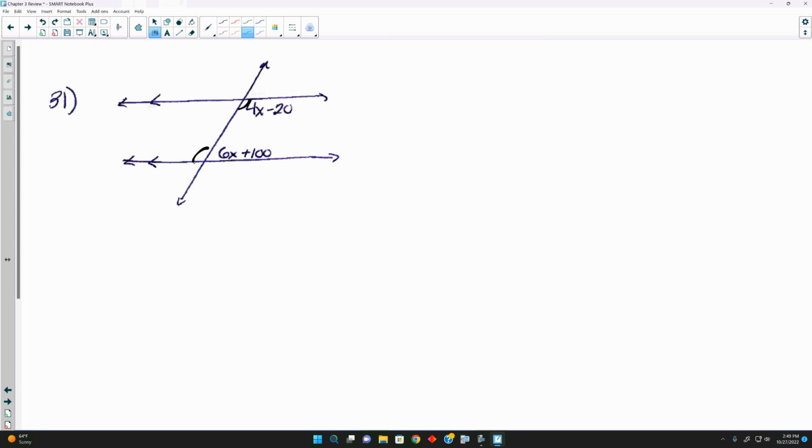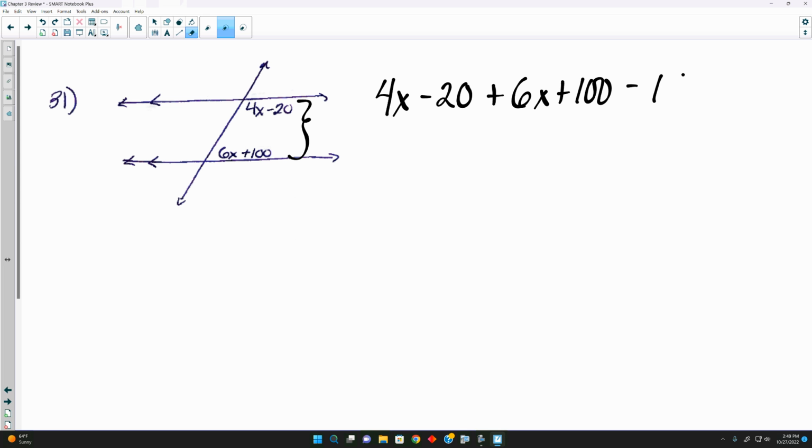Okay, so they're not congruent. But they are our consecutive interior. Consecutive interior angles, they're both on the same side of the transversal and between the two lines. So they are supplementary. So we're saying that 4x minus 20 plus 6x plus 100 is 180.